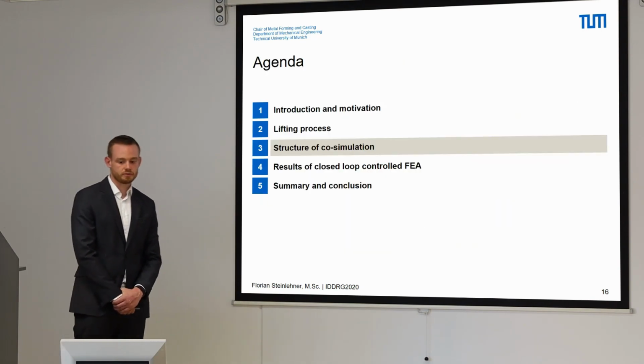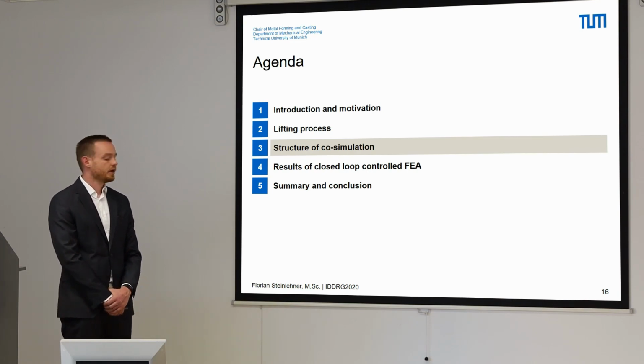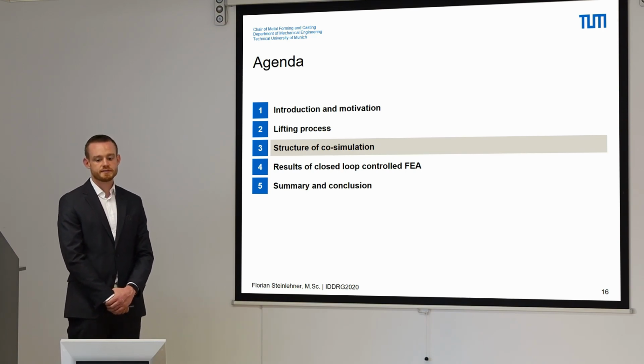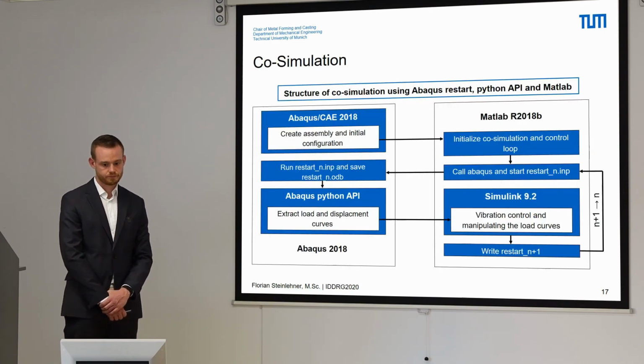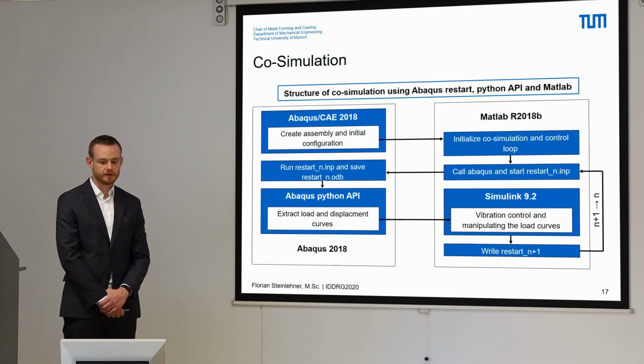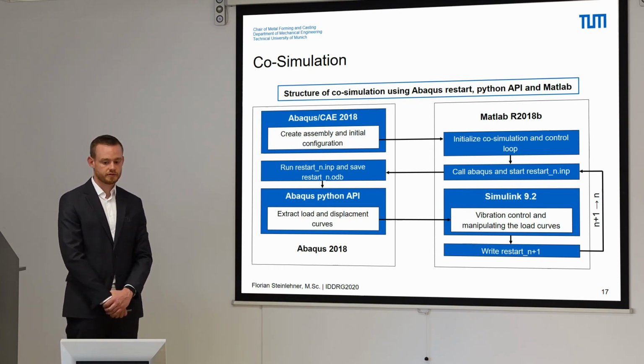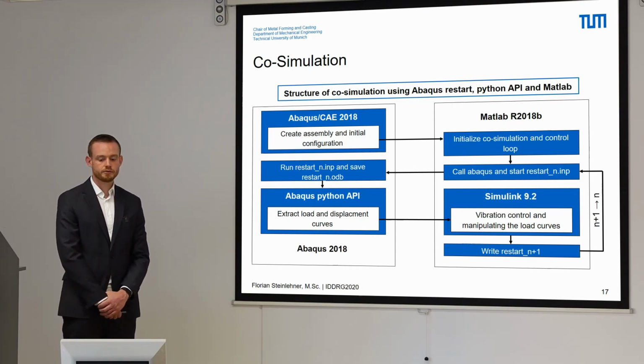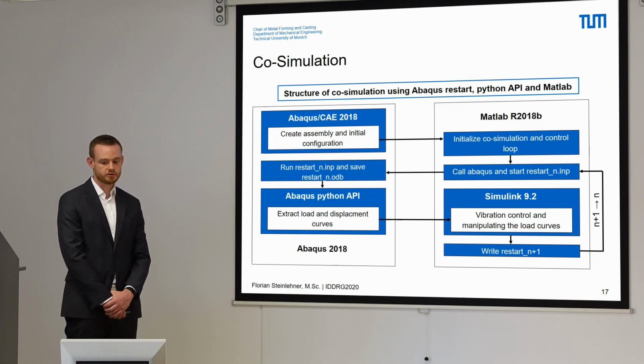Considering this information about the progressive die stamping and the lifting process, I will now continue to give a brief overview about the structure of the co-simulation and the design of the finite element model and the control strategy. The co-simulation is structured into two big parts, represented by a finite element block and a controlling block. The co-simulation is done using Abaqus Explicit, Abaqus Python API, and MATLAB Simulink, and uses mainly the Abaqus restart option as an interface between the two main blocks.